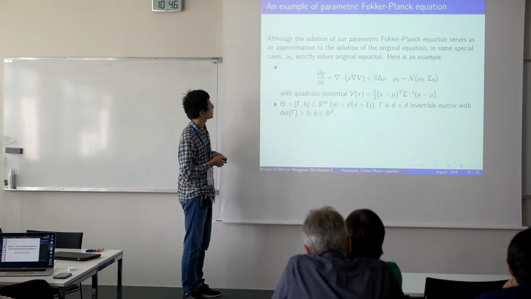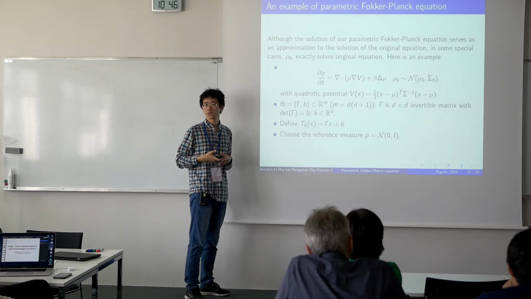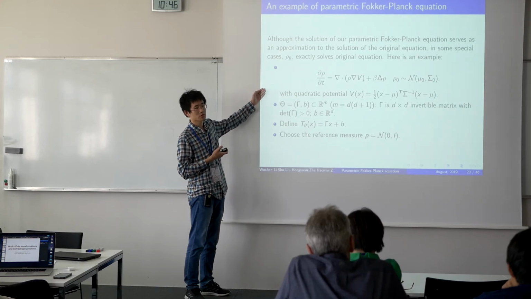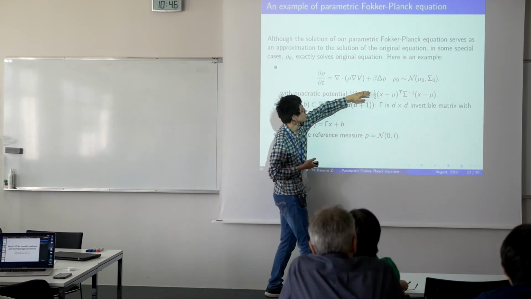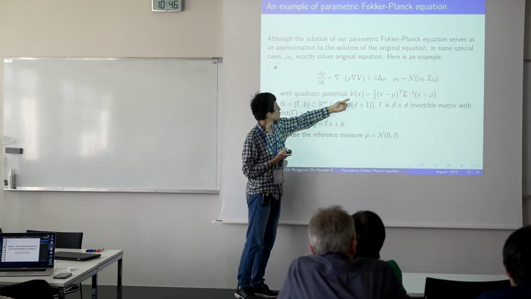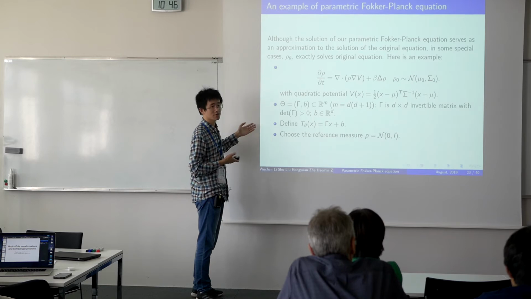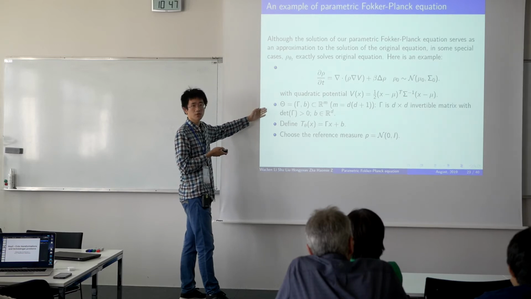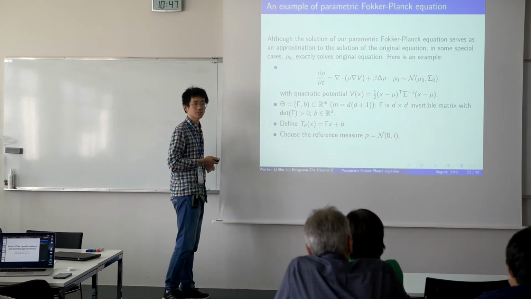Okay, and as we know, the parametric Fokker Planck equation can provide an approximate solution to the original equation, but there are some very special cases where the parametric Fokker Planck equation really solves the original equation. And here is the case. We consider the initial condition to be Gaussian, and the potential V is a quadratic potential, and we assume T theta is an affine map, and the reference is standard Gaussian. Then in this case, if you solve the parametric Fokker Planck equation, and the solution is theta t, then rho theta t is the exact solution of this equation.